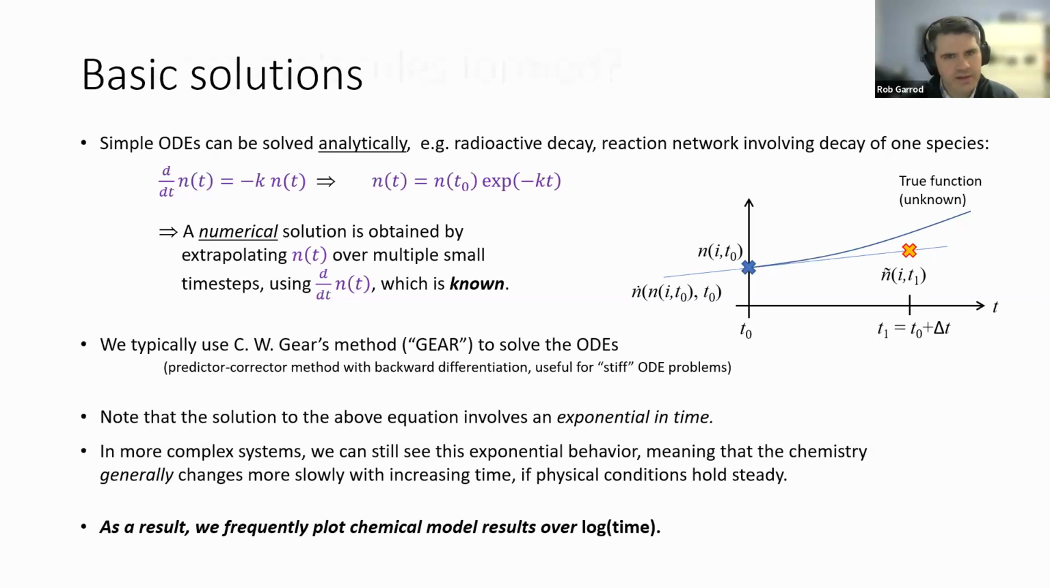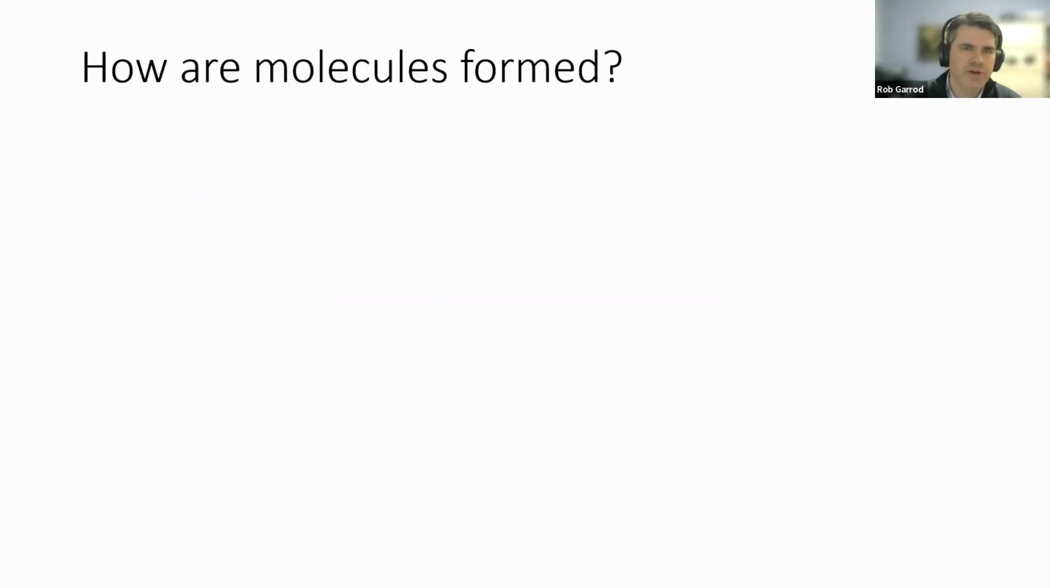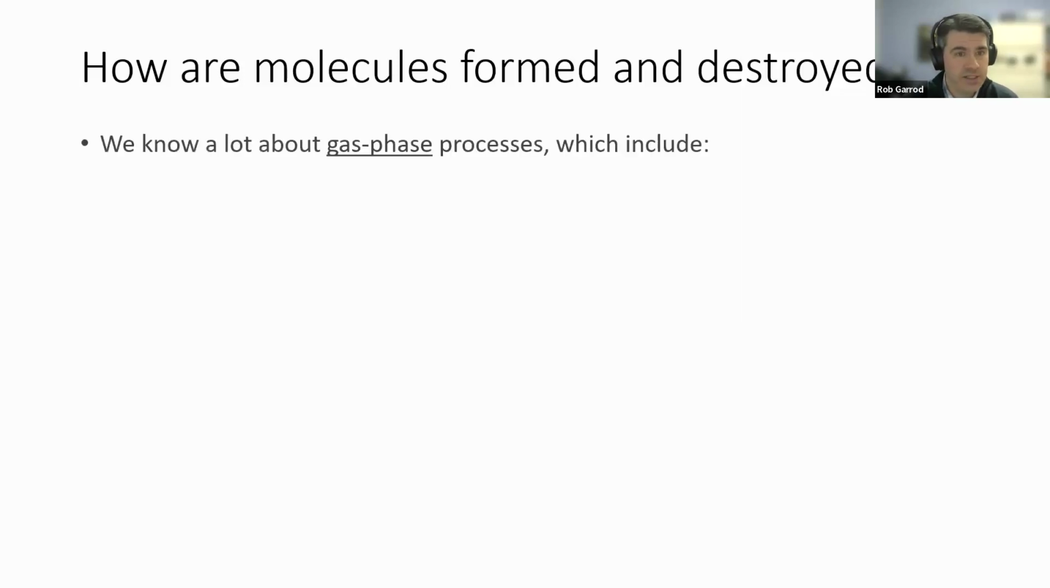Okay, so let's talk about the chemistry now then. What are we actually solving? Very often people will start off by saying, well, how are molecules formed? Or how is this molecule formed? Where does this molecule come from? That is only half the question, I should point out. The real question we should be asking is, how are molecules formed and destroyed? Those two things have to be always kept in view. The destruction of molecules is equally as important as how they're formed in determining what their abundances are.